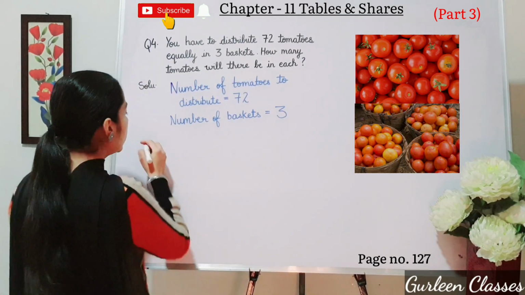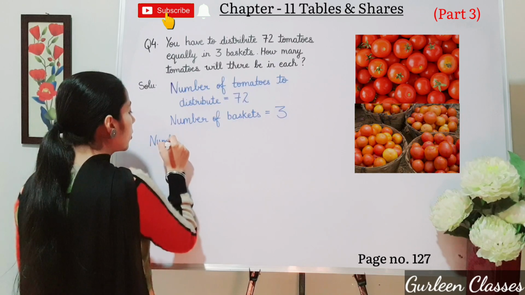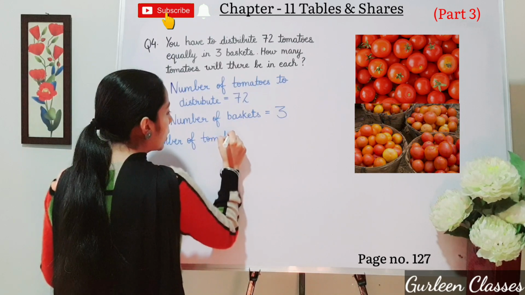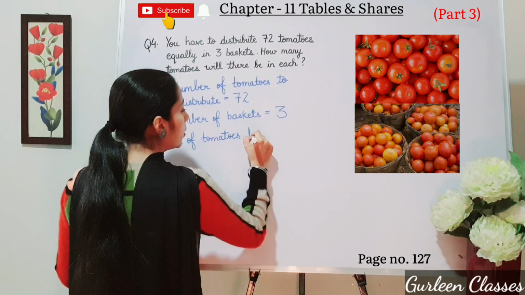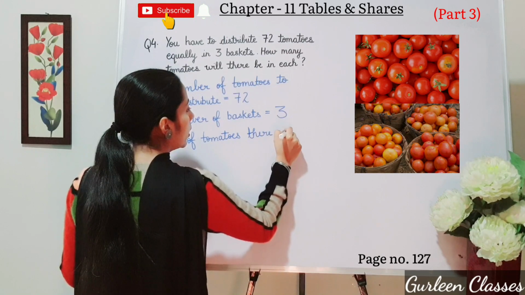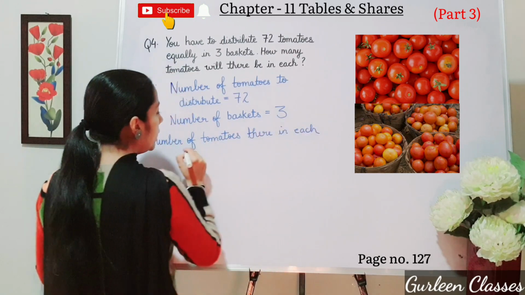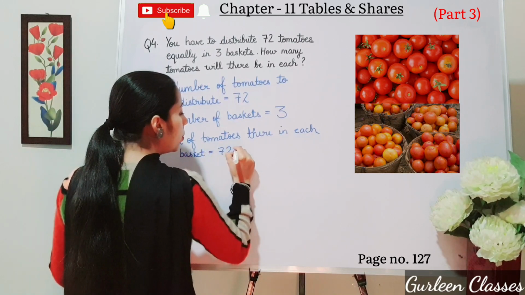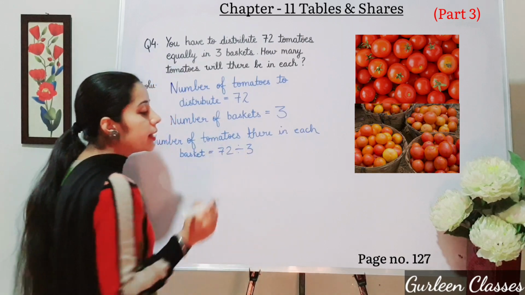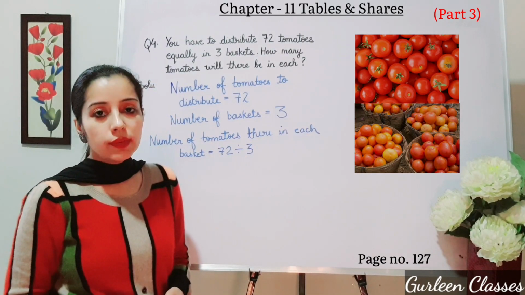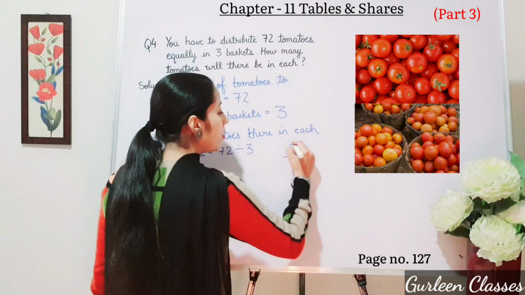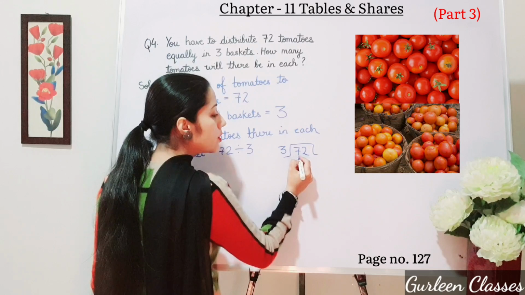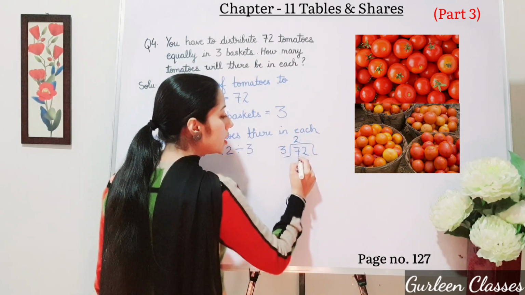How many tomatoes will there be in each? So now let us write number of tomatoes there in each basket is equal to 72 divided by 3. So now let us divide 72 by 3 by long division method. So here 72 is the dividend and 3 is the divisor. So first we will take first digit. 3 2s are 6.